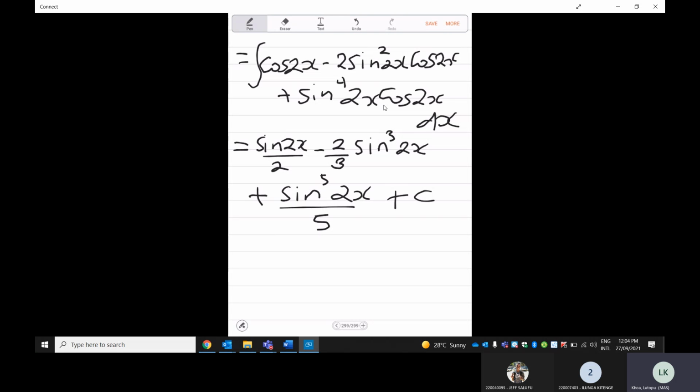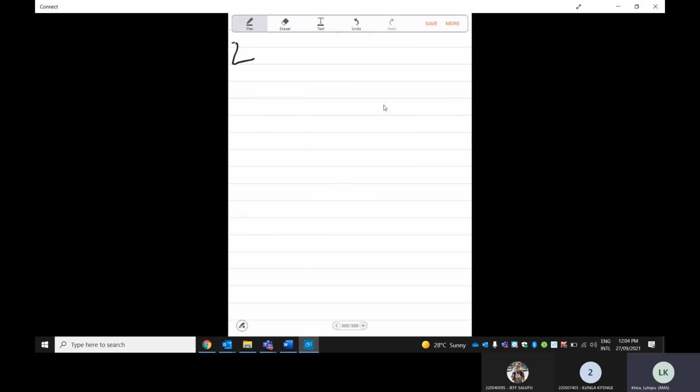Okay, let's look at some questions from exercise 4.4. Exercise 4.4. We look at question 7, 9, 10, and 14. So we start with question 7. So this is the integral of sine squared x over 2 dx. Here I want to see how you guys do this one. So I will give you 2 minutes. Let me see how you do it.